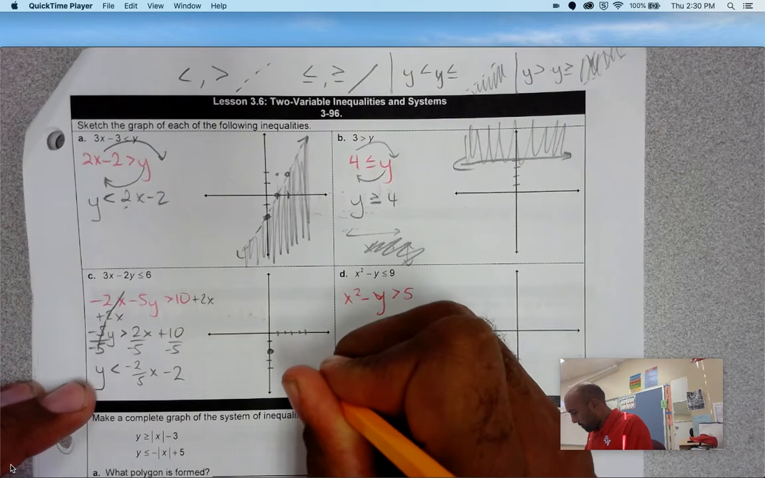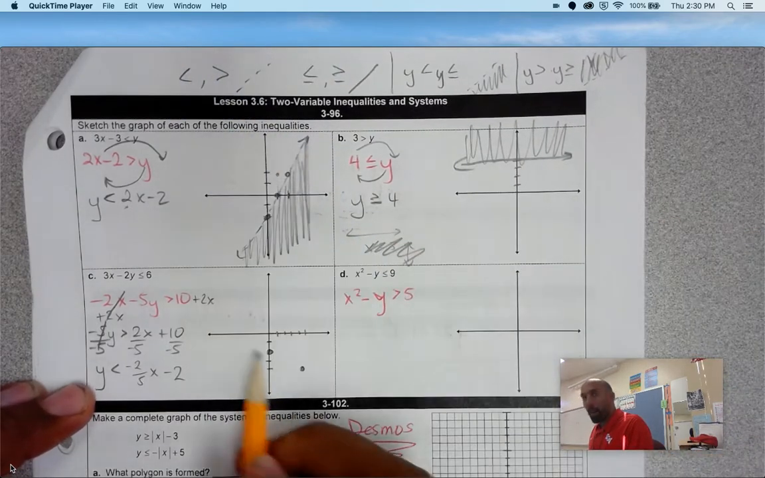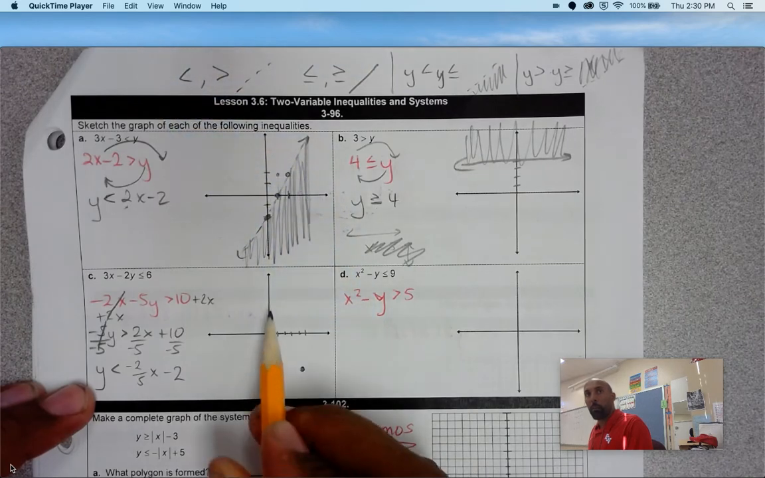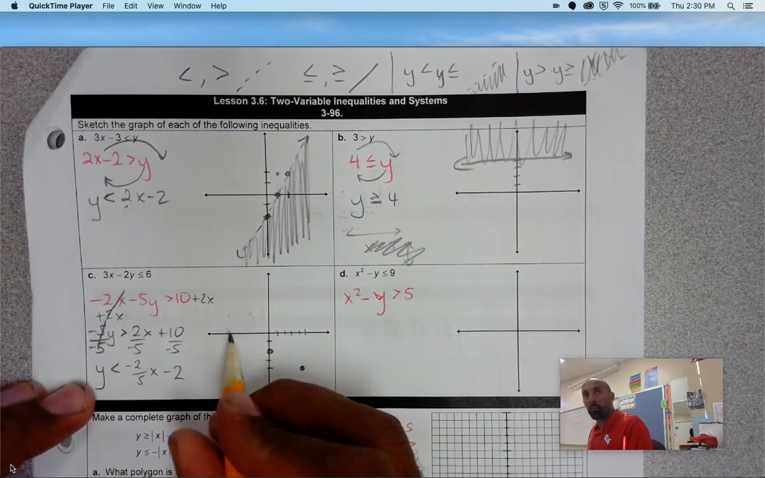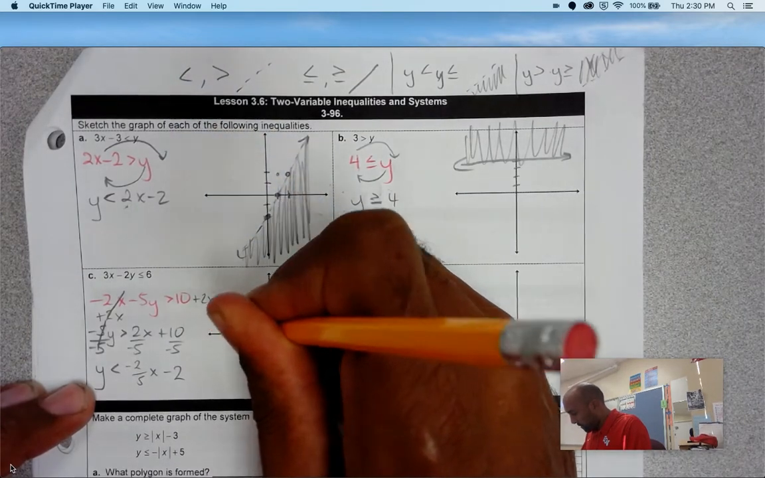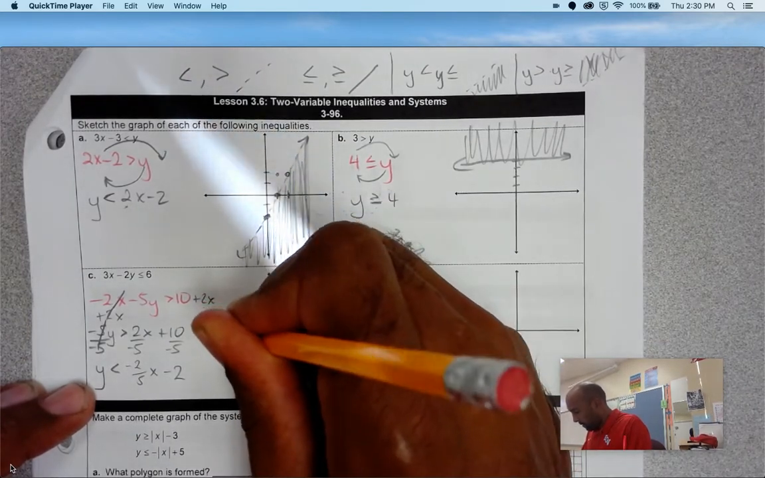Go right there. Okay, and then I'm going to go backwards because going down 2 over 5 might not fit. So I'm going to go up 2 and over 5 to the left. So up 2, over 5 to the left side. And there will be my other point.